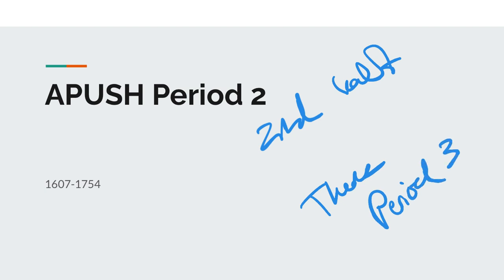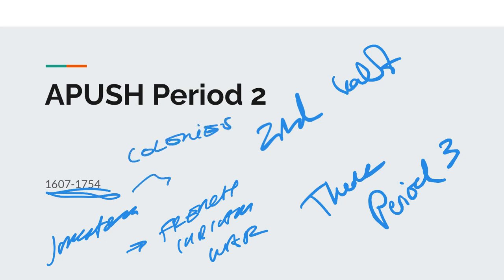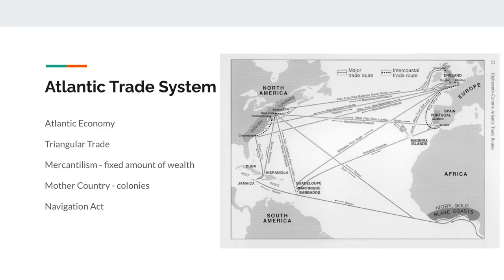during community time. And remember here, it's 1607, which is Jamestown, and then to 1754, which is the French and Indian War, the end of it. And it's all about the colonies, right? That's the main topic of period two. So this is where the bell rang on us during community time last time.